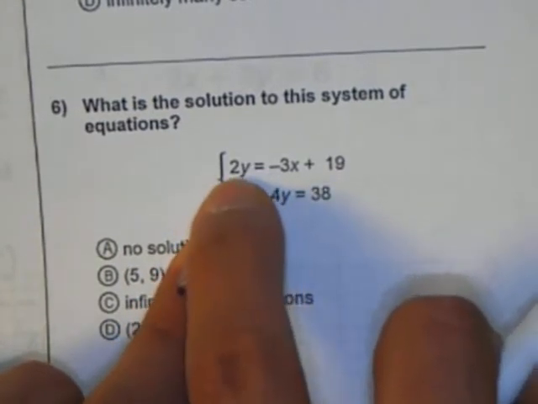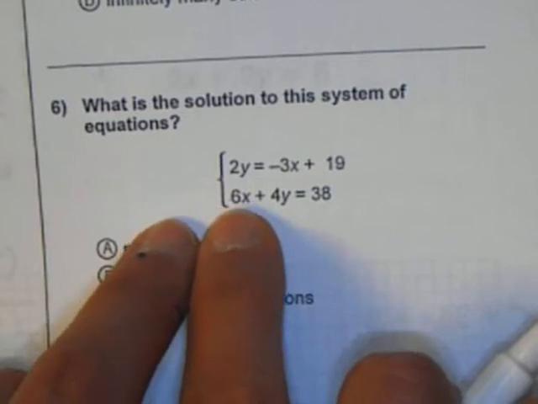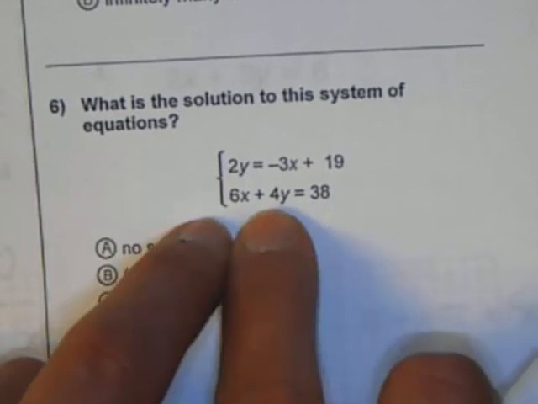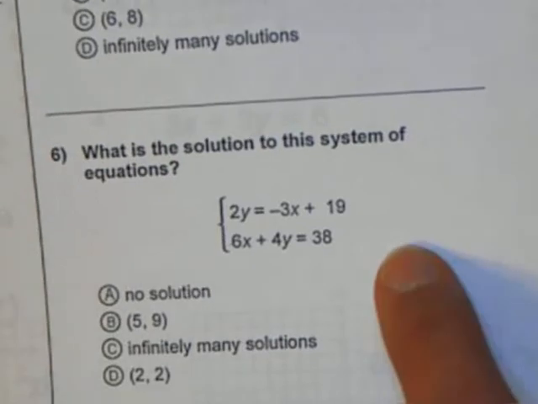This one, same thing. Solve for y. Divide by 2, divide by 2, divide by 2. And then do the same thing on this one. Move the 6 to x first. Divide by 4, divide by 4, divide by 4. Okay? And then see if it's the same equation. Solve them both for y.